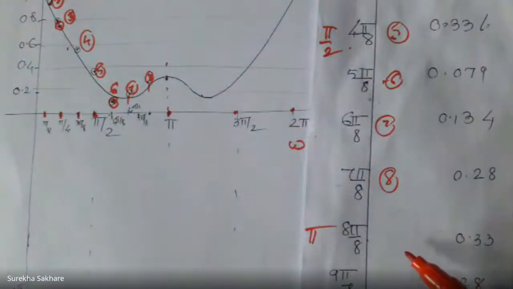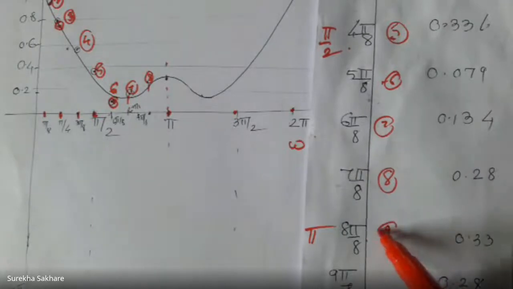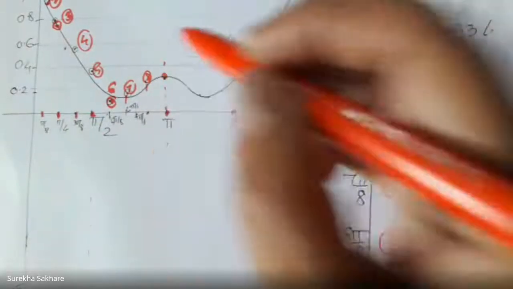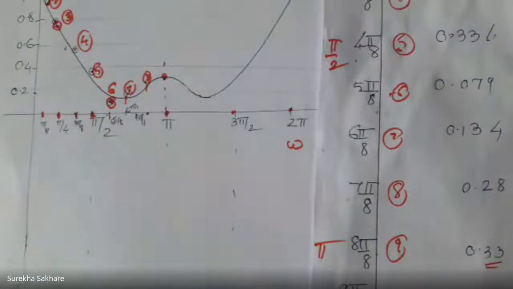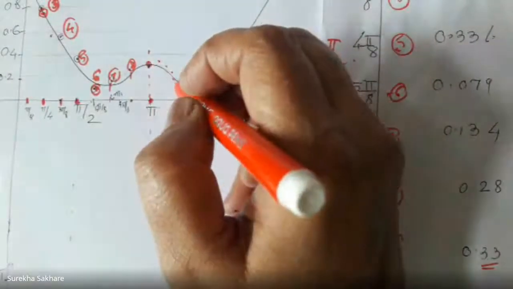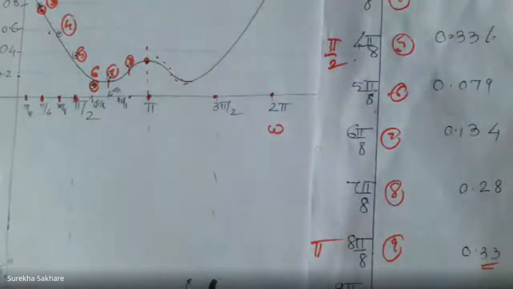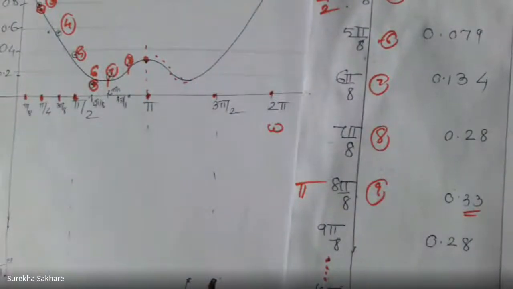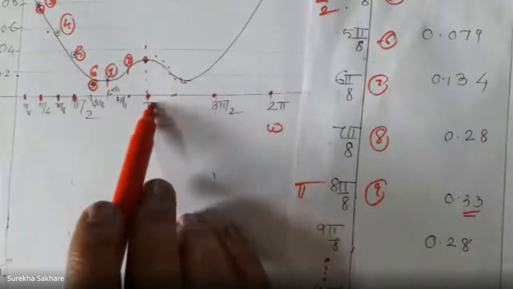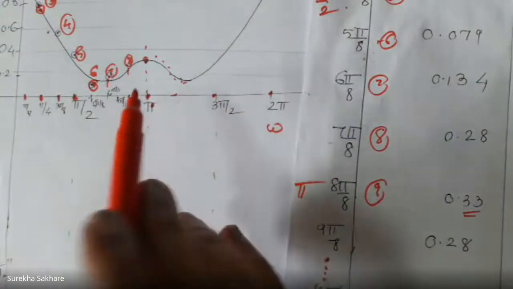After that, this is the ninth one. It's going to be pi. How much is it? 0.33. Then after that, you have so many values which are symmetric. Count with this 3 pi by 2 now. You see that it is going to be symmetric about the pi. Then we did not calculate all these things, is it not?